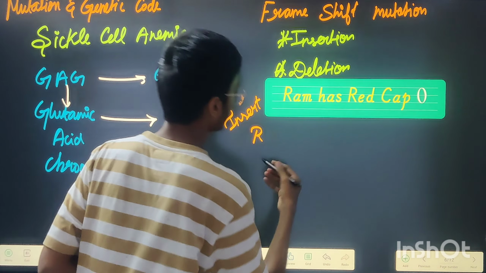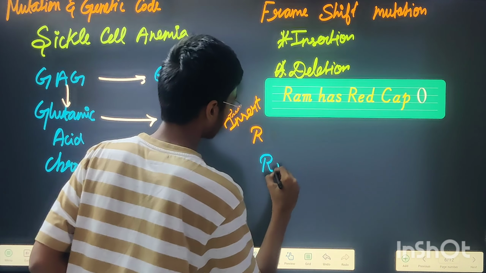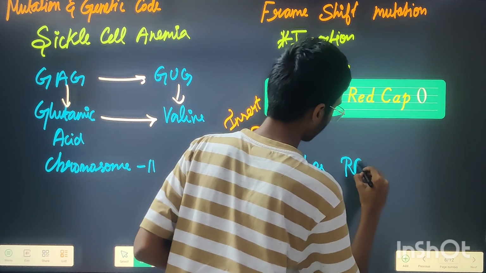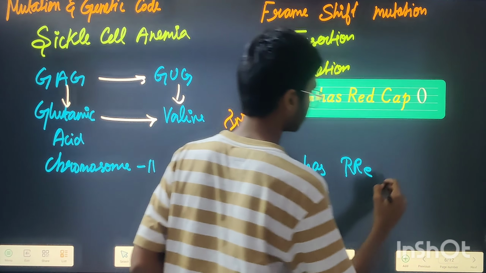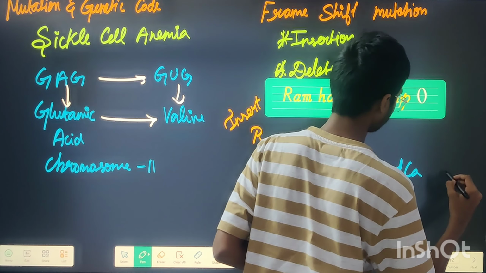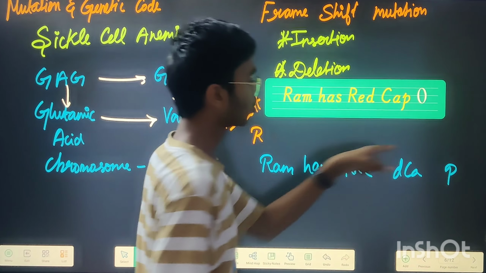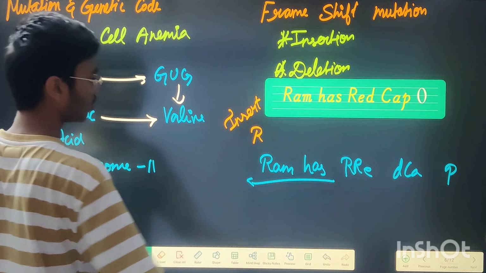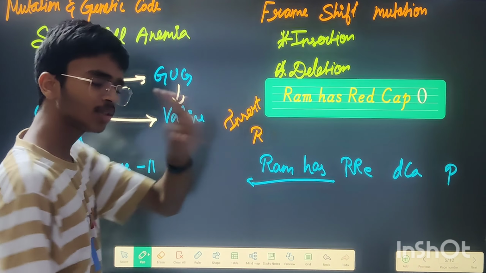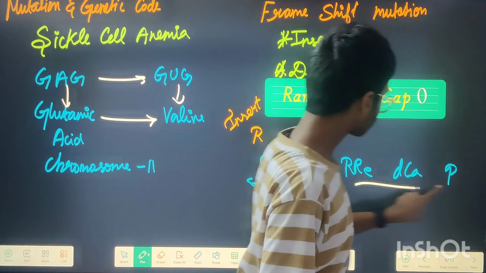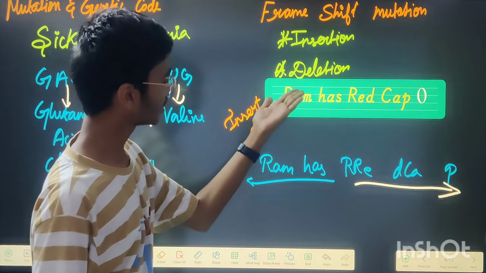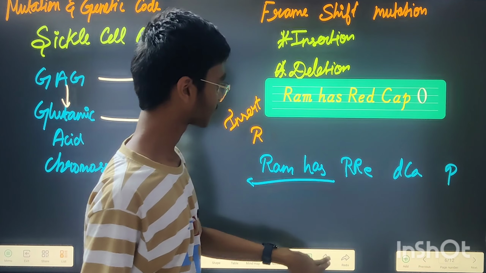Okay, nearby this R, even I'll insert. That means Ram has RRE, then DCAP, then it will be P over here. One is left out. That means all the amino acids before the insertion are okay, nothing has happened. But after this insertion, everything has changed. You cannot even notice that this came from here only.